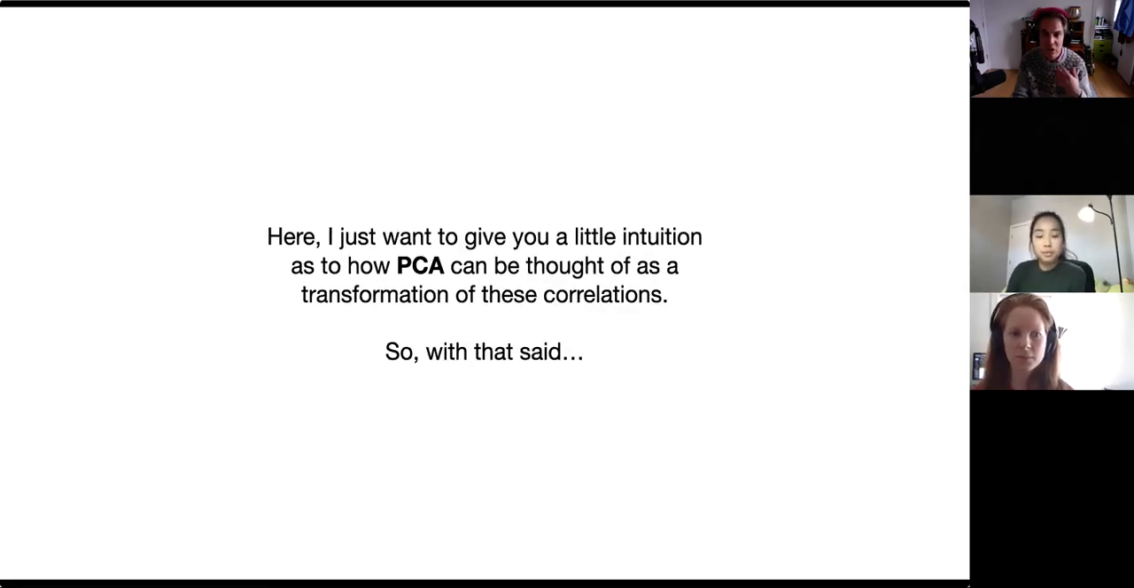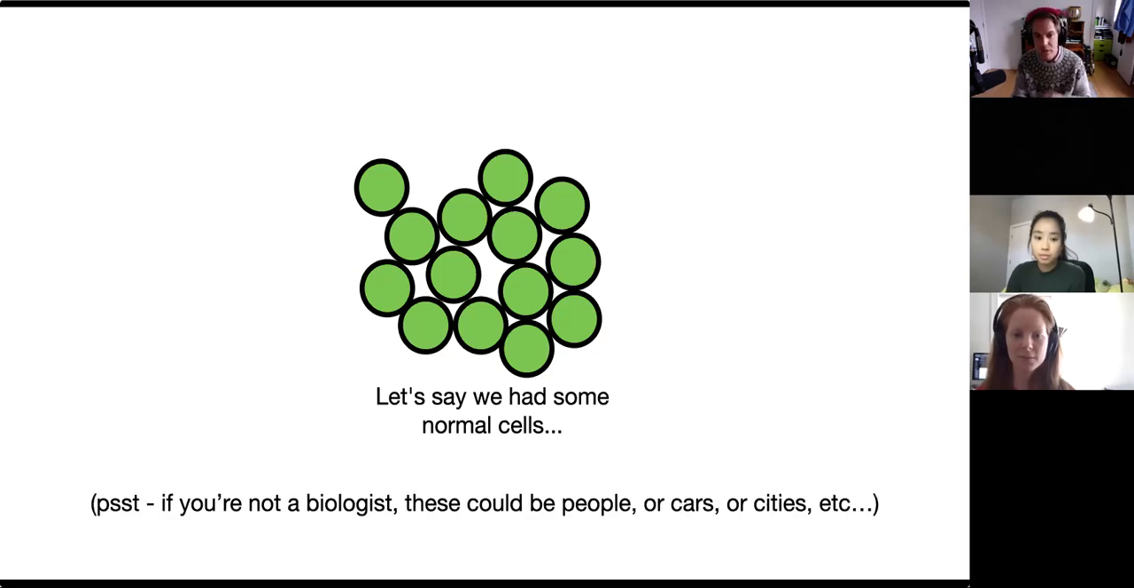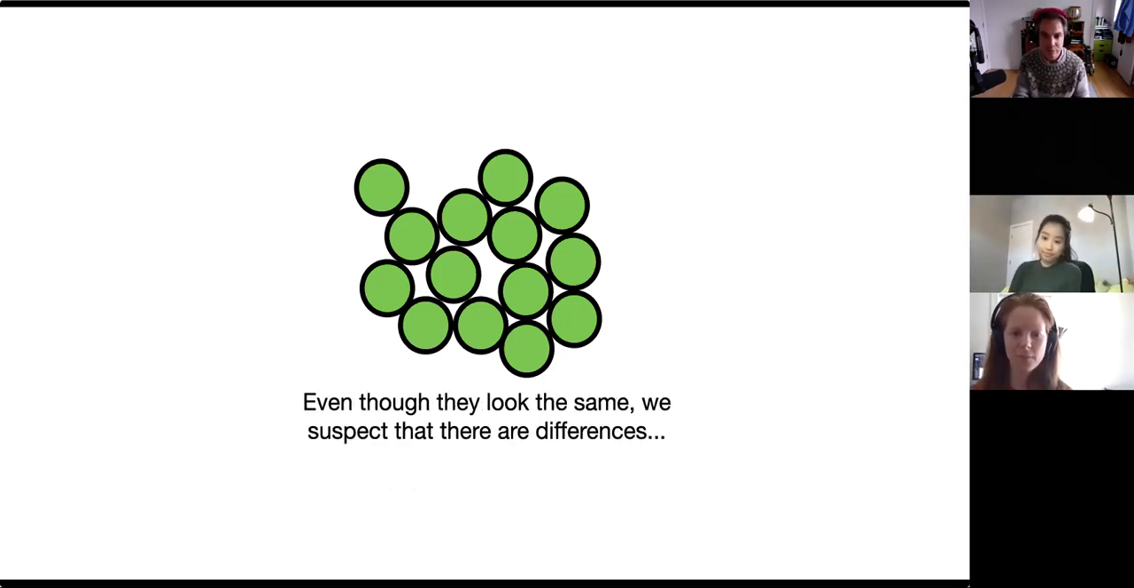So here, I just want to give you a little intuition of how PCA can be thought of in terms of a transformation of these correlations. So with that said, let's say we had some normal cells. These are just cells from biological cells. I don't know where they're from, but they're just normal. If you're not a biologist, these could be people or cars or cities, etc. It doesn't really matter. So even though they look the same, we suspect there are differences.